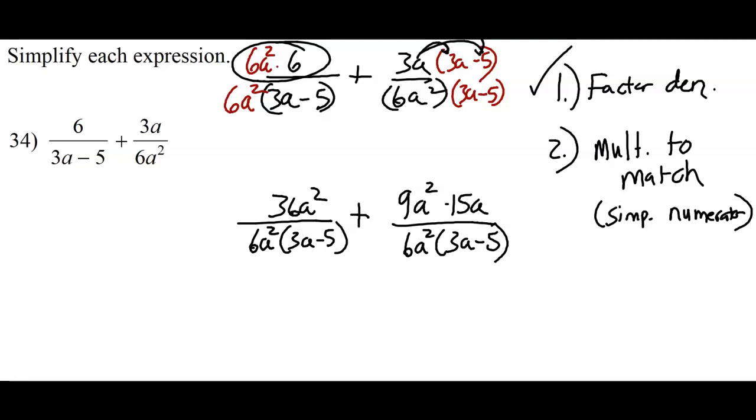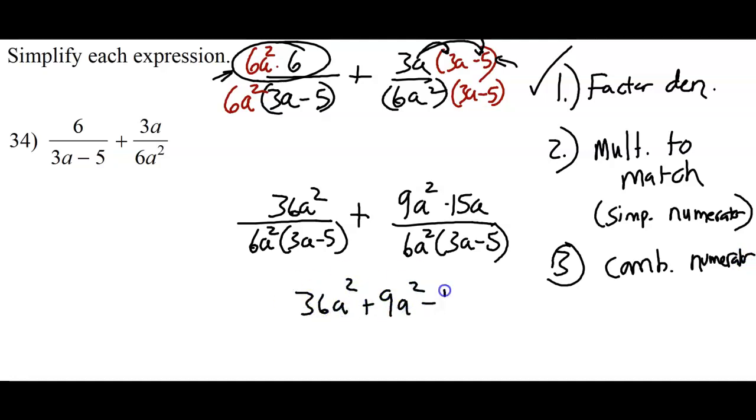But for the numerators, we're not done. We have to actually combine our like terms, and you can't do that until you've simplified these. So I multiplied, and now we're going to go ahead and combine the numerators, because at that point, we should have common denominators. So I've got 36a squared plus 9a squared minus 15a.